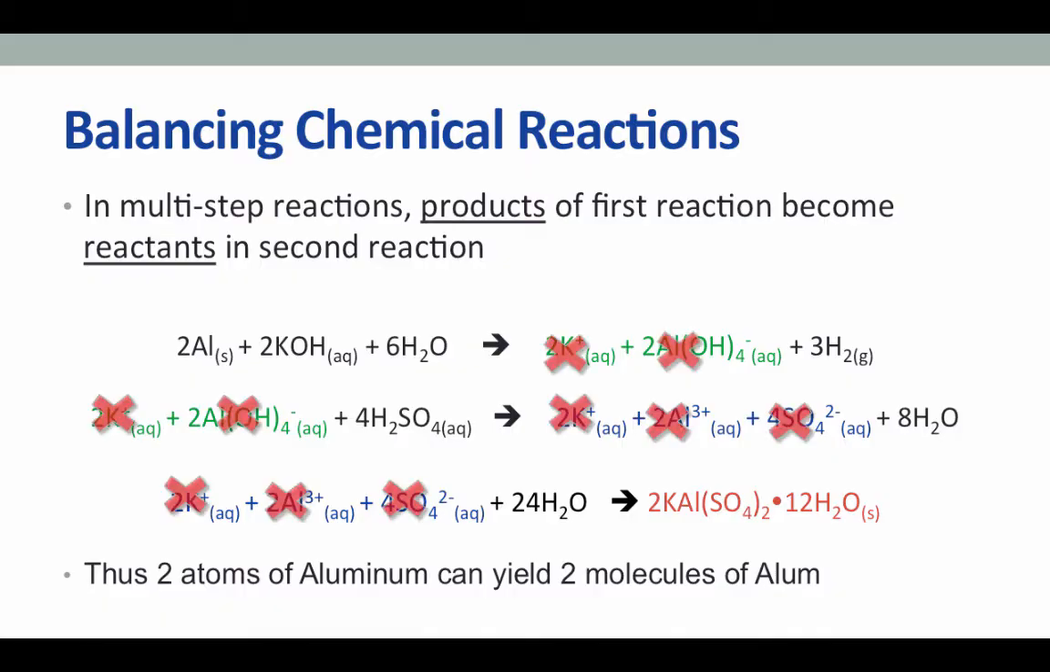Now that we've balanced equation 2 and 3, we can cancel the products from reaction 2 with the reactants of reaction 3. And this gives us the net reaction of 2 aluminums plus 2 potassium hydroxides plus water plus sulfuric acid, yielding 2 moles of alum and 3 moles of hydrogen gas.